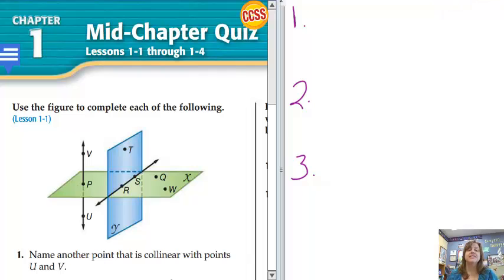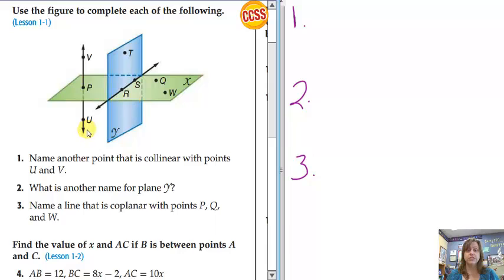Hey guys, this is your chance to see the solutions to the mid-chapter quiz. So find the problems that you had trouble with and review these solutions with me. The first set is 1 through 3, and let's start out with number 1.